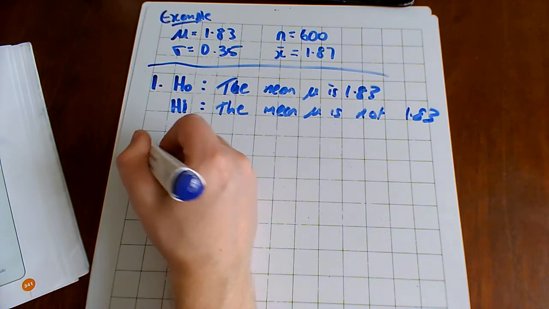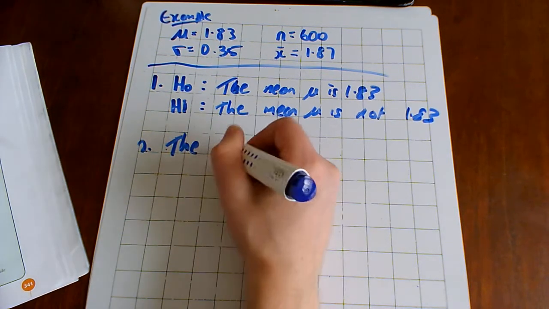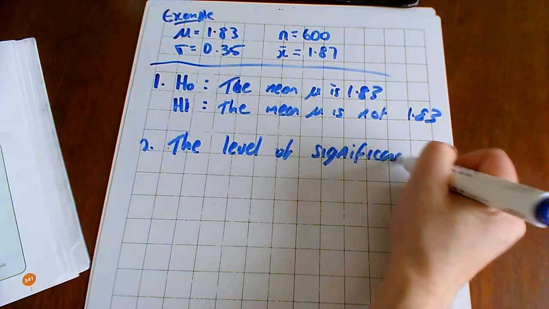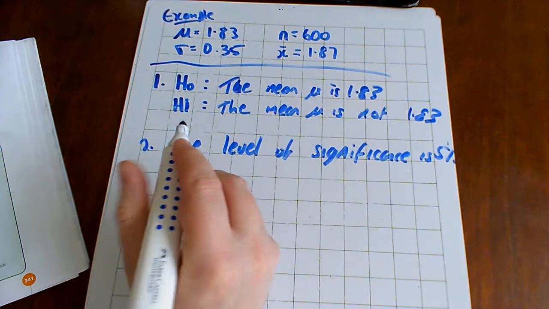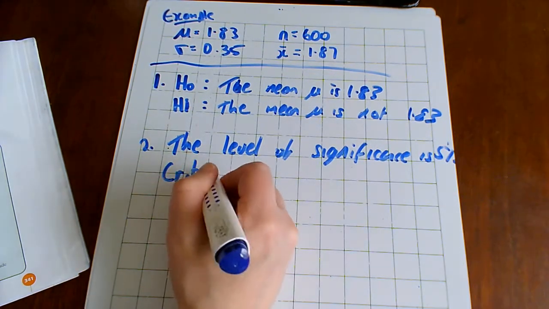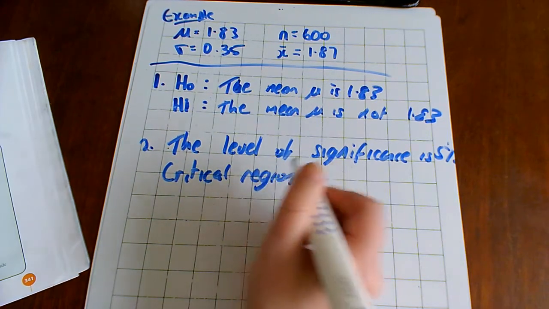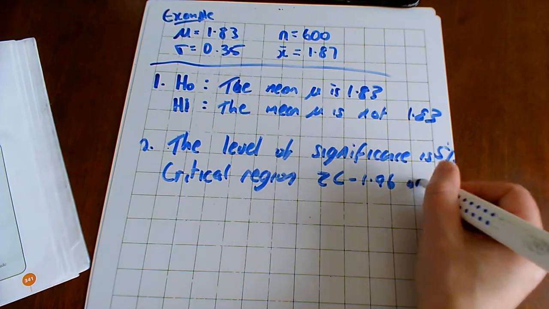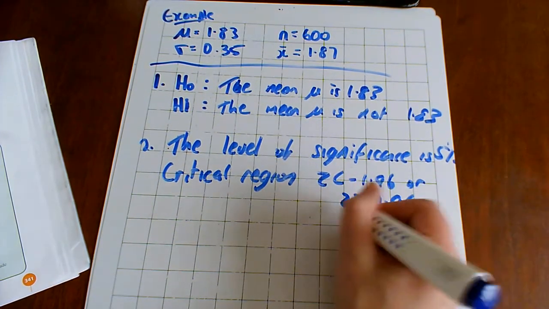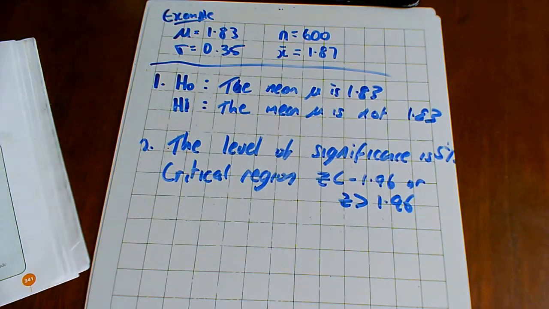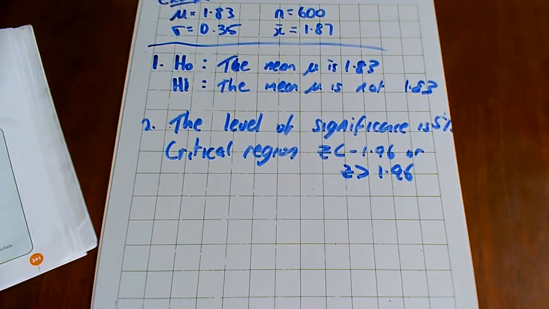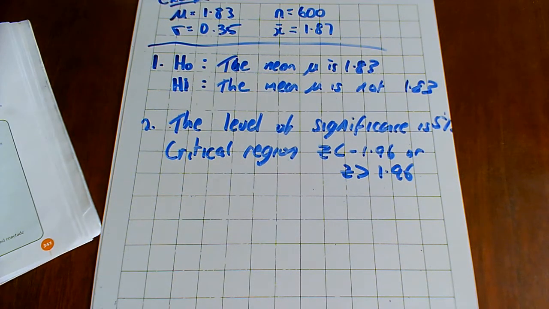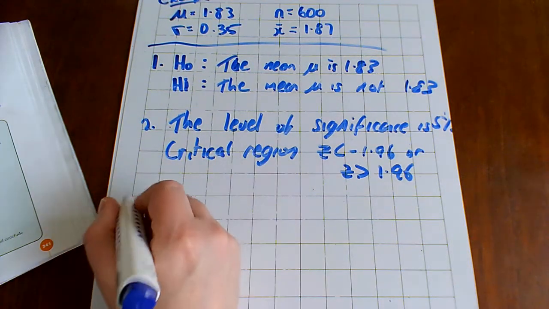Okay. Second thing we do, you write down the level of significance, and you literally write this down. The level of significance, and this is the same for all of them, is 5%. And that means the critical region, they call it the critical region, is Z less than minus 1.96 or Z greater than 1.96. Same for every one of these. So if you're asked to do a hypothesis test for a population mean, not a hypothesis test for a population proportion, but for the population mean, you just write that down as your second point.